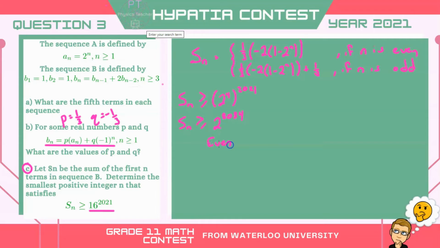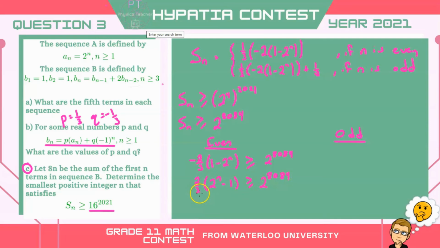All right, let's look at our two cases: if n is even, or if n is odd. If n is even, here we have 1/3 times negative 2, so we have negative 2/3 times 1 minus 2 to the power of n must be greater than or equal to 2 to the power of 8,084. Or let's bring that negative into the bracket, which would give us 2/3 times 2 to the n minus 1 is greater than or equal to 2 to the power of 8,084.